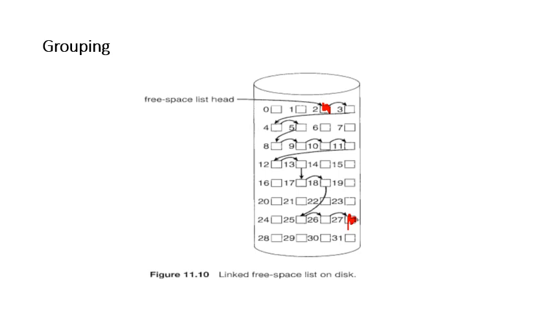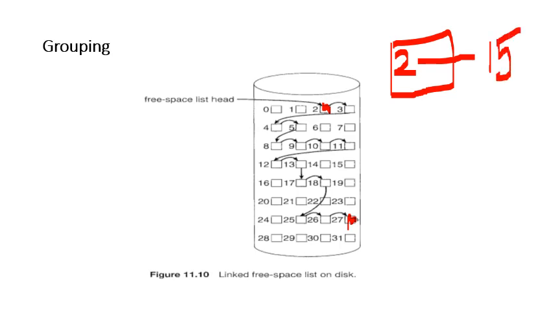Suppose I have a file, with blocks numbered 1, 2, 3, 4, and so on up to 15. My file starts from 2 and the length is 15, so after 15 blocks my file will end. This starting block, the second block, will be storing the address of the remaining blocks.